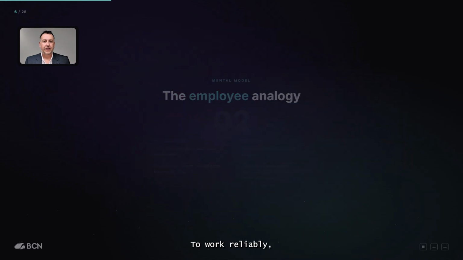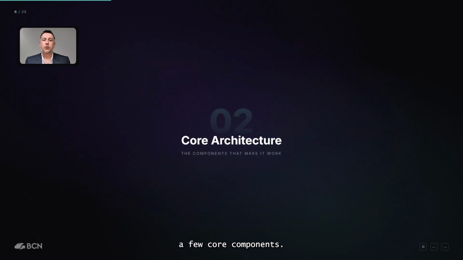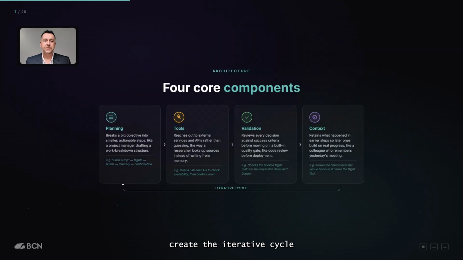To work reliably, an agent needs a few core components. Otherwise, it's just guesswork with extra steps. Think of this as a minimal viable system. Behind an agent: planning, tools, validation, and then context. These 4 components create the iterative cycle that makes agents work.